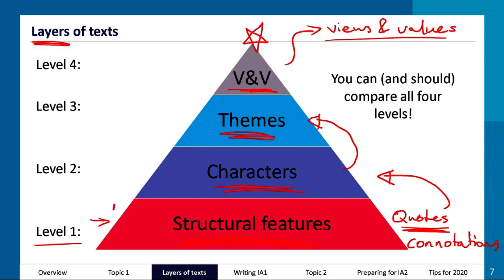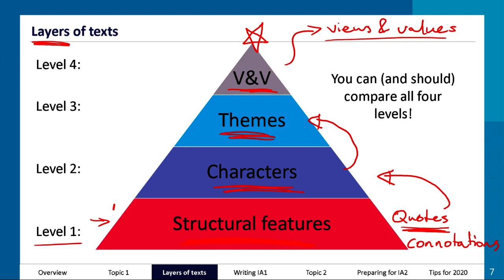Ideally, you will and should be comparing across all 4 levels. How do the views and values of text A and B differ? What are those 2 authors communicating? How do the characters differ? How do the themes differ? How do the structural features differ? What is similar and what is different on all 4 of these levels?